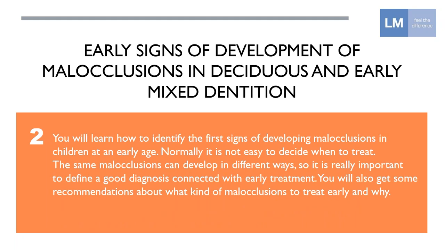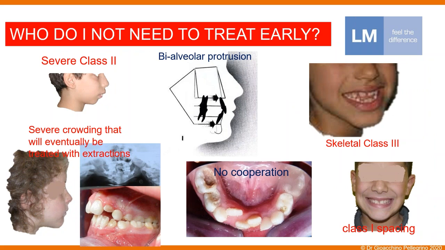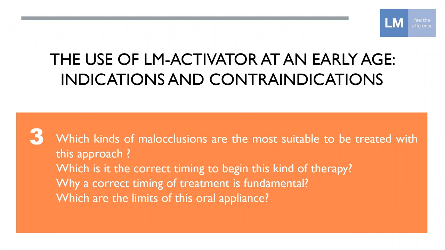And after this, we analyzed the early signs of development of malocclusions, speaking about all the kinds of alteration of the occlusion that we can treat. We need to treat early, and what is better not to treat. And starting from these two considerations, we analyzed the use of LM activators and their indications and contraindications.